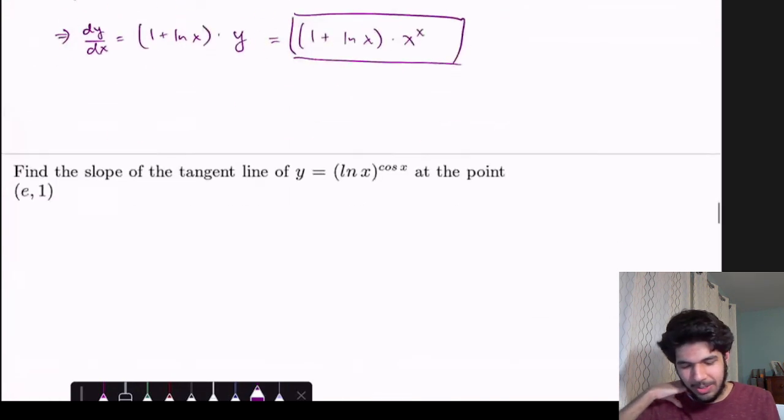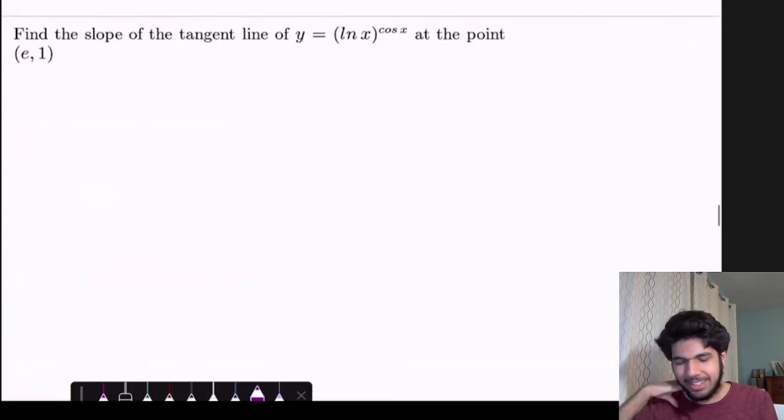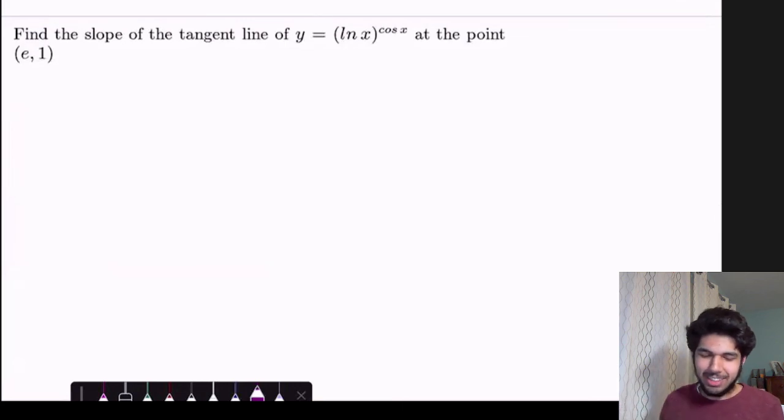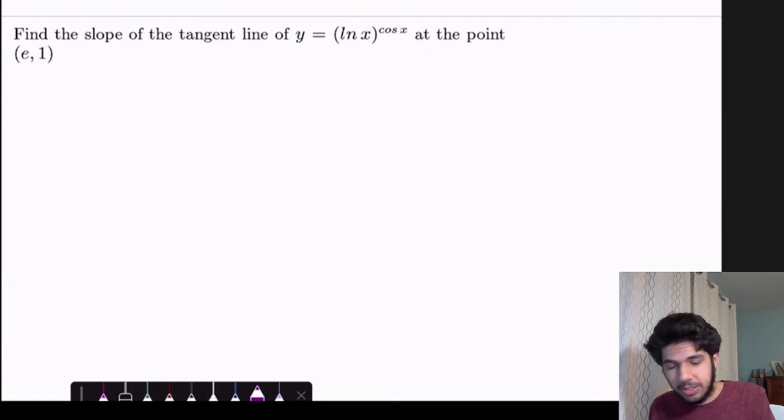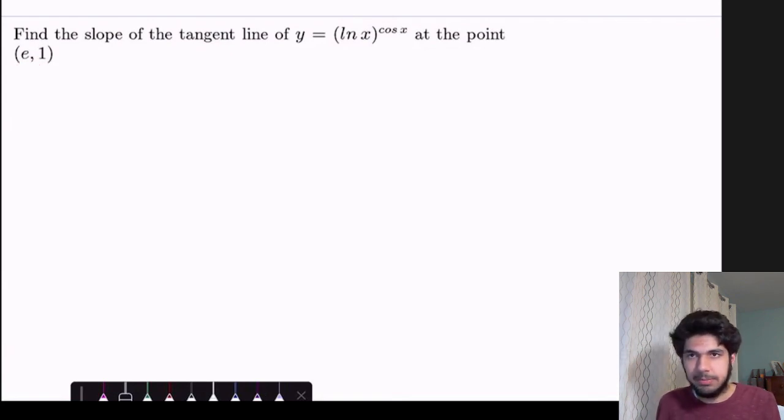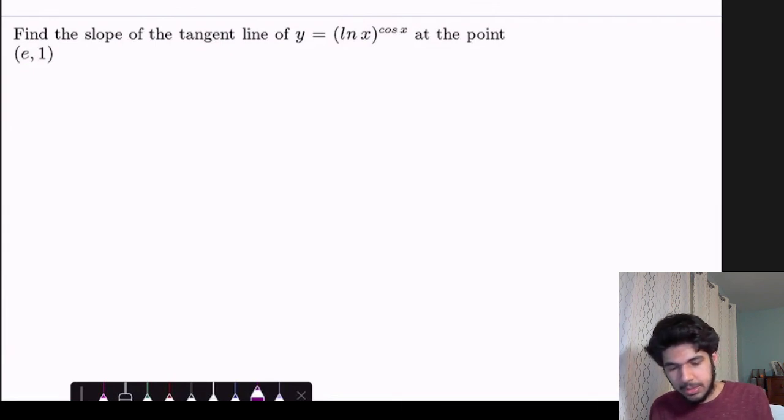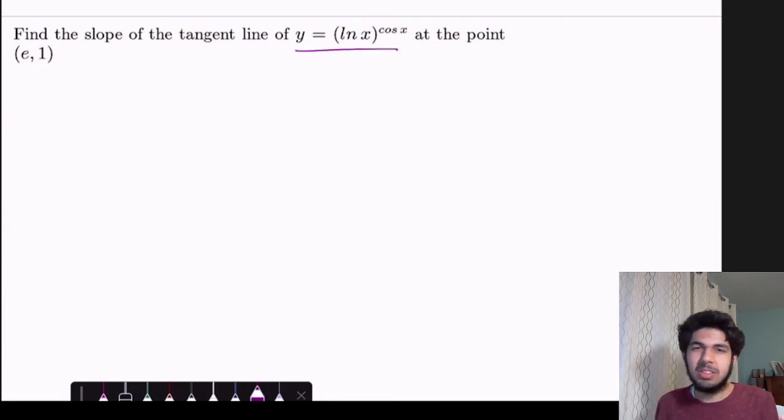Excellent. One more question. The slope of the tangent line of y equals ln of x to the cosine x at the point (e, 1). So how are we going to do this? Well, we should take the first derivative to find the formula for the slope of the tangent line, and then evaluate it at x equals e.